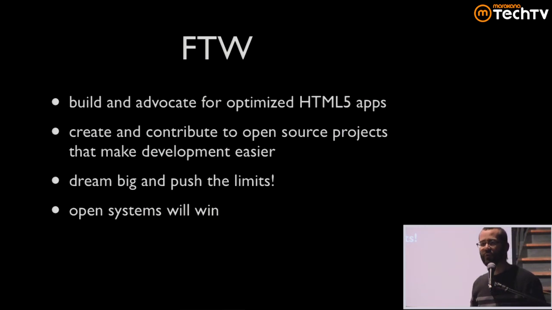Okay, for the win: build and advocate for optimized HTML5 apps, because they're better for business, better for developers, and better for users in the end. Create and contribute to open source projects and make development easier. When I'm talking about things like the cache manifest file, there aren't a lot of frameworks out there that are going to help you with this stuff. So we need to work together and build this, because this is how we're going to take HTML5 to that native level. We're going to be able to be judged on the same grounds as native apps, and actually be there alongside them.